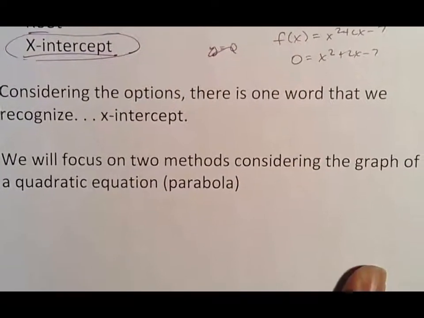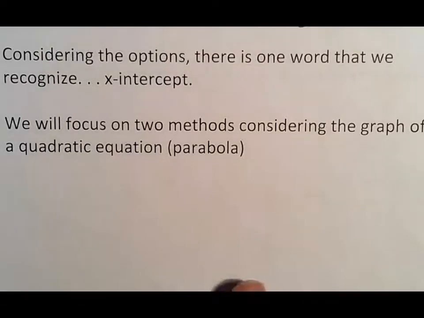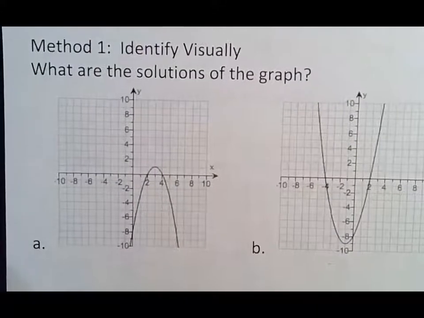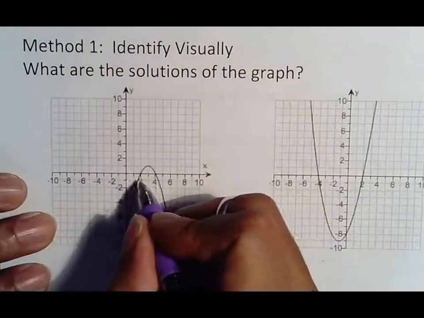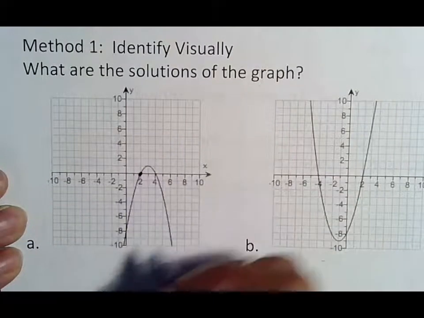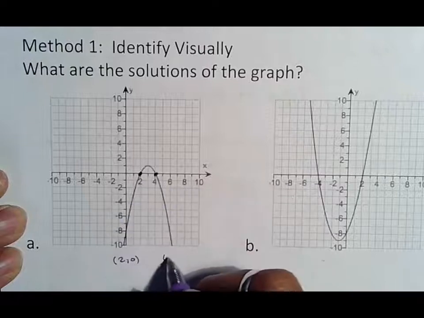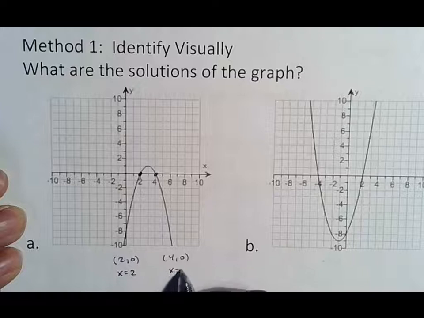We will focus on two methods today, considering the graph of a quadratic equation, which we should know is a parabola. Method 1 is to identify visually. So here's where it's going to say, what are the solutions of the graph? Well, it seems to cross right here at (2, 0). It seems to cross here at (4, 0). Or, again, it might say x equals 2 or x equals 4.